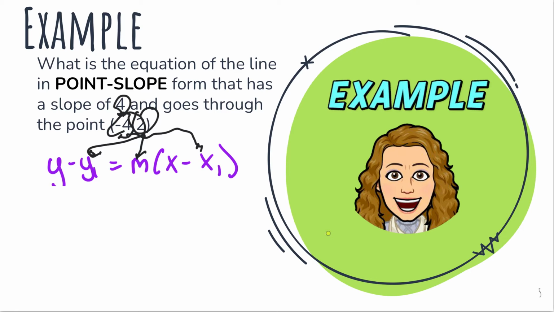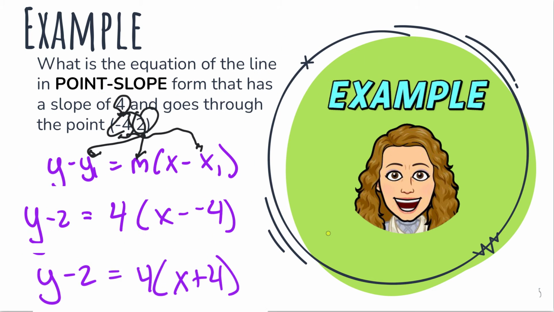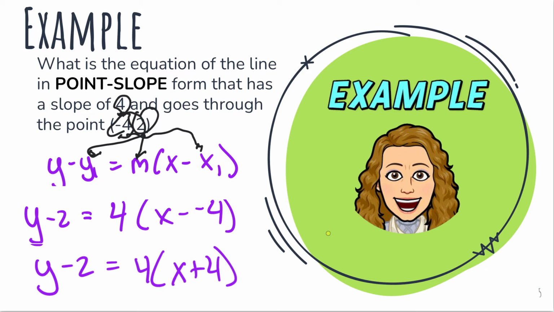If you put those all together into the equation, you get y minus 2 is equal to 4 times the quantity of x minus negative 4. And when we simplify that, we end up with y minus 2 is equal to 4 times the quantity of x plus 4.